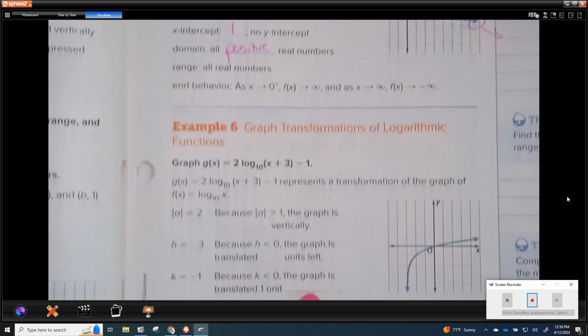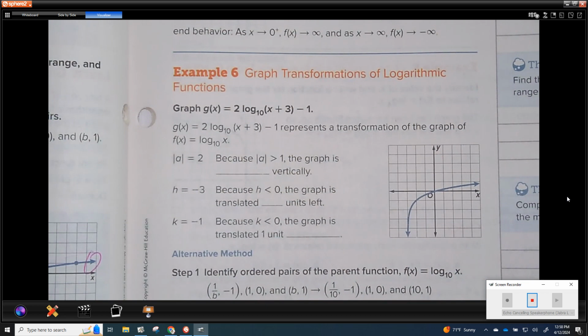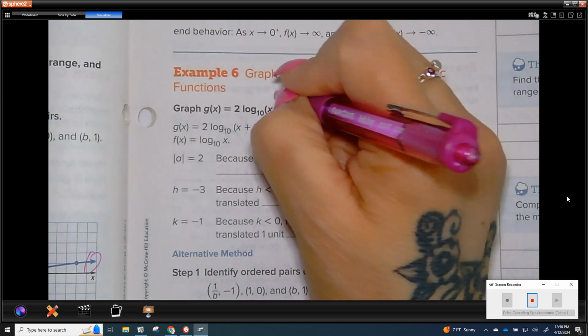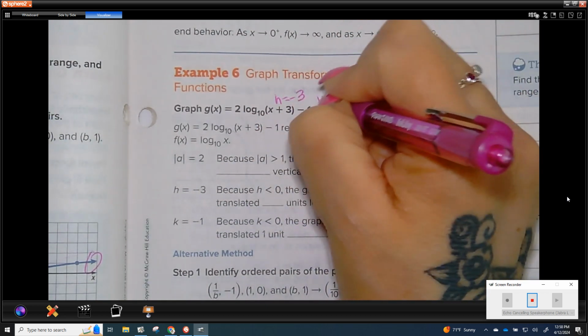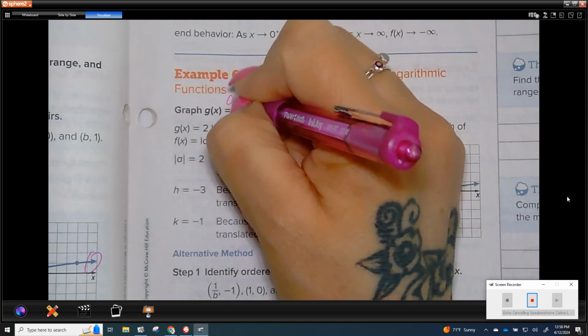All right, here's some transformations. The easiest thing is to do the graph and then see, but we know our h is -3, our k is -1, and our a is 2.